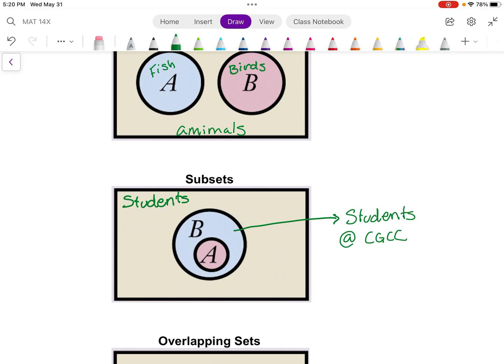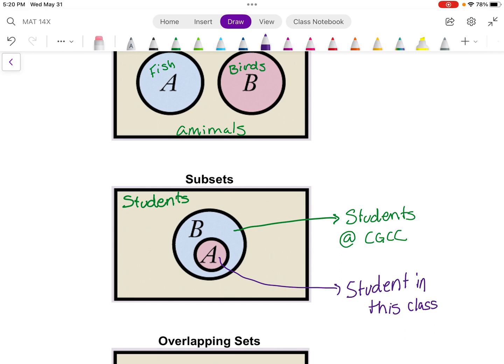Then within that, we could have set A. And so set A here is that inner set. And we're going to say set A, well, they're students in this class. So if you signed up for this class, you would be in set A. And because you're in this class, you're also a student at Chandler Gilbert, who is also a student. And that's how subsets work. That innermost one is part of that bigger one, and it's totally overlapping. There are no students in this class who aren't also enrolled in Chandler Gilbert Community College. That's how subsets go.